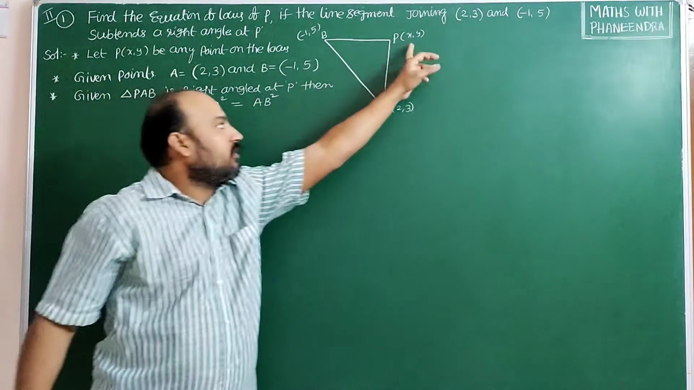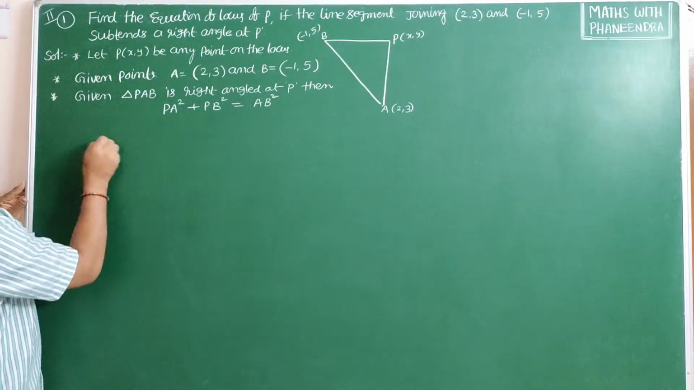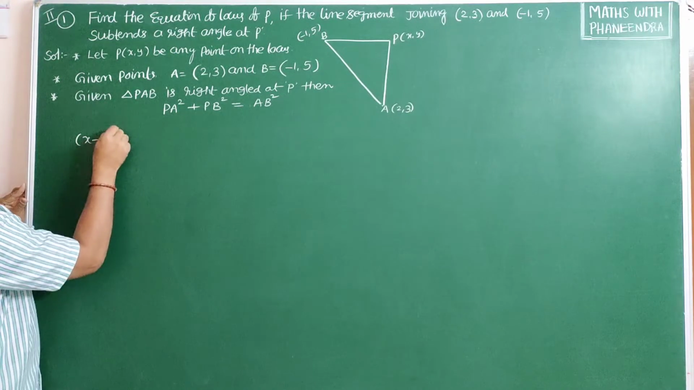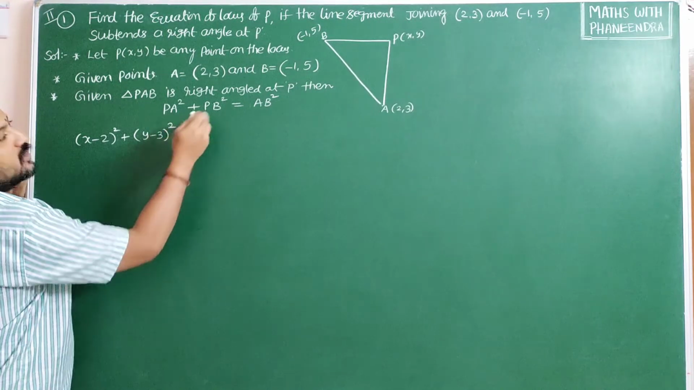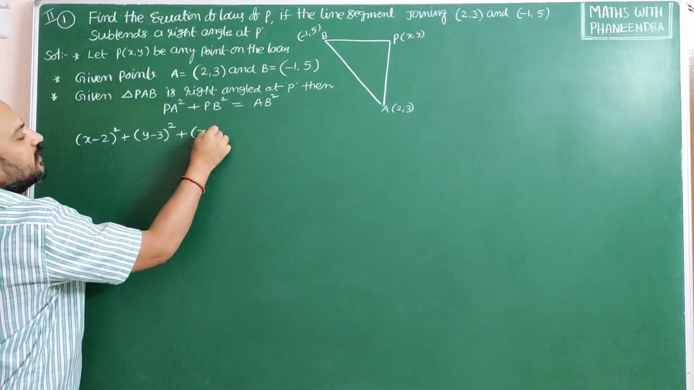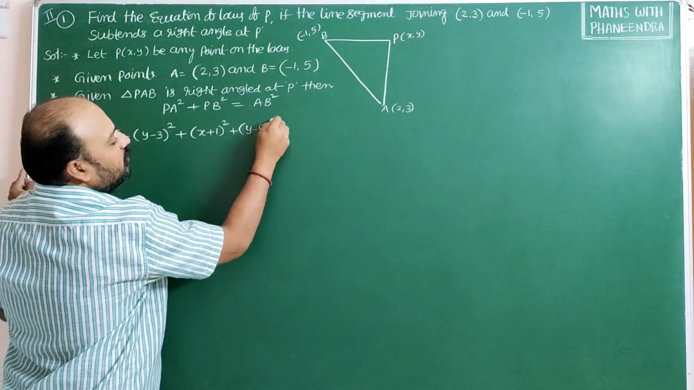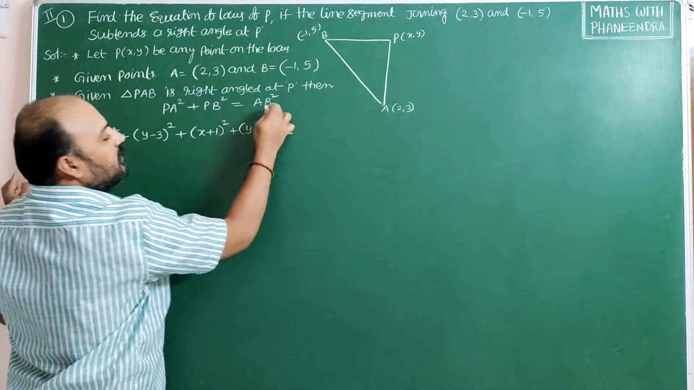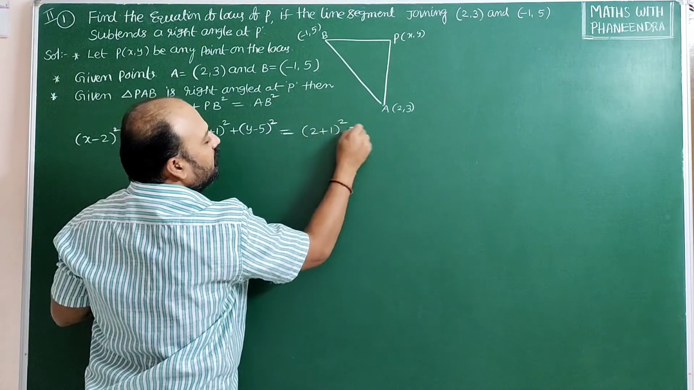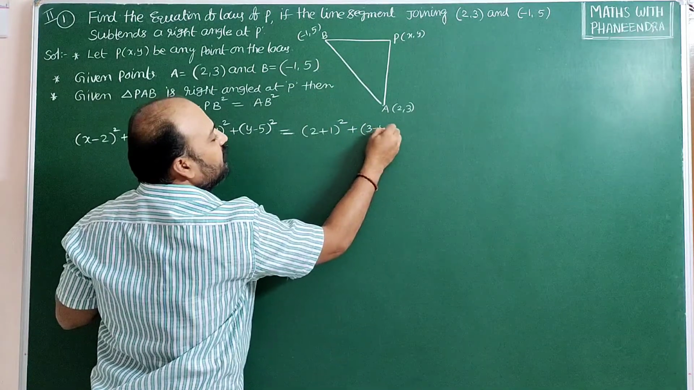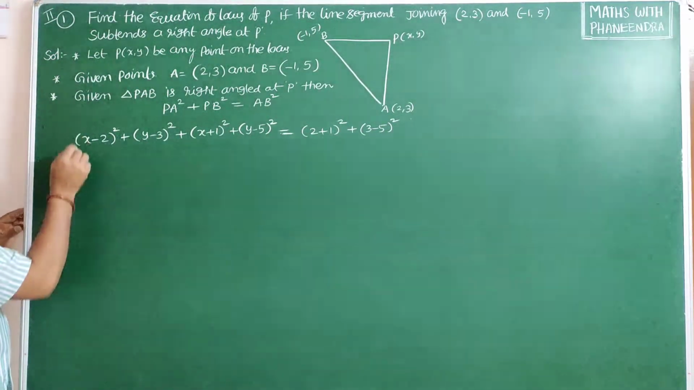So PA square, (x minus 2) whole square. So square is there, I already said that logic how to write it. (x minus 2) whole square plus (y minus 3) whole square, plus PB square, (x minus of minus 1), (x plus 1) whole square, (y minus 5) whole square. PB square means distance between these two, equal to AB square. So here (2 minus of minus 1), (2 plus 1) whole square plus (3 minus 5) whole square. So this is the way first you have to write it, dear students. Now we will move to the expansions.